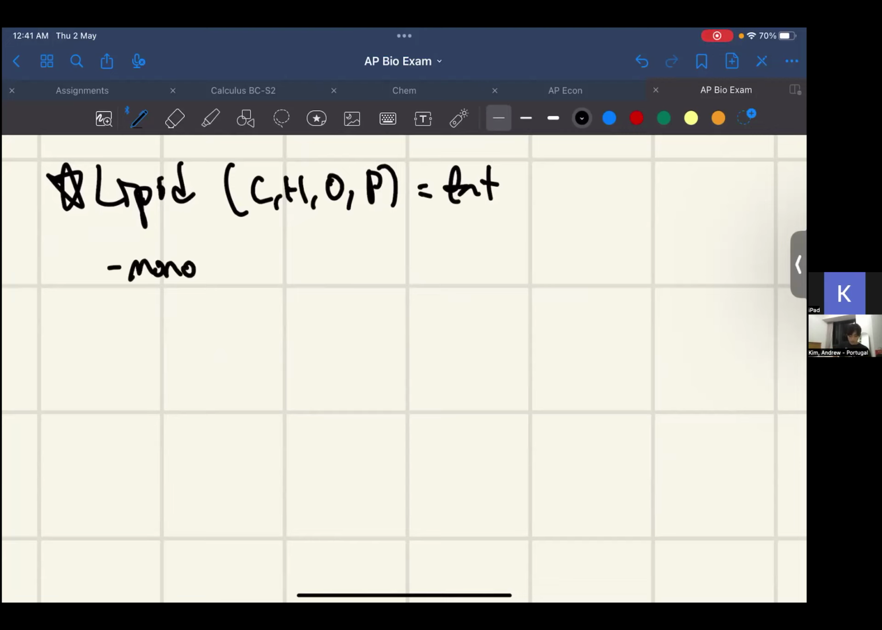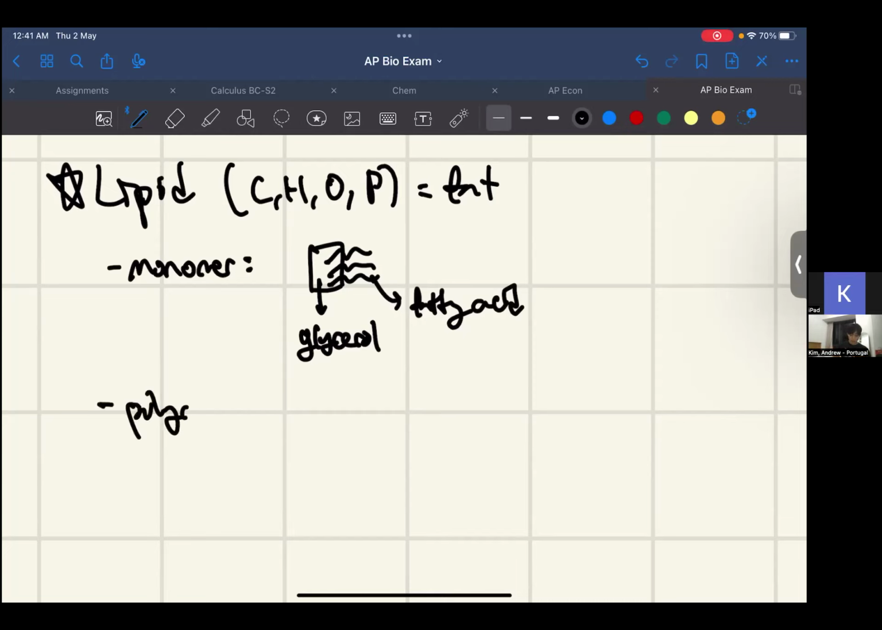What's a monomer of a lipid? Well, it looks like this. And this part is called a glycerol. And this part is called fatty acid. Easy to remember, right? Lipid is fat, so fatty acid. And what's a polymer of a lipid? Well, you don't have one. That is why you don't have a name for a monomer, and I just literally draw a structure, right? Because all lipid is a monomer. So there is not a specific name for a monomer, it's just lipid. And there is no polymer for a lipid.